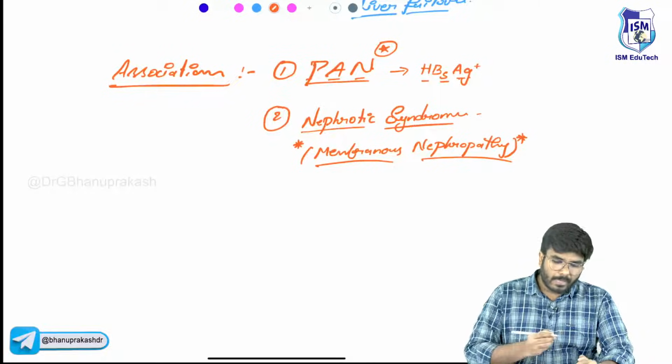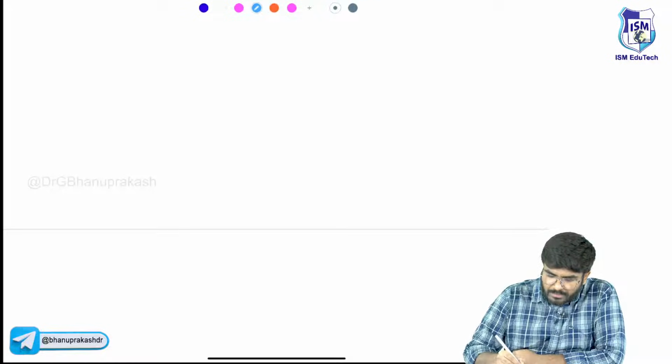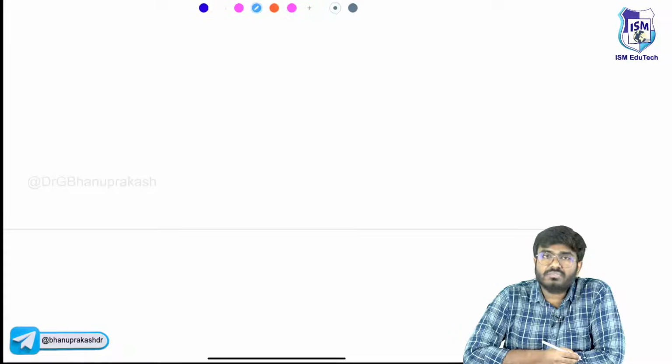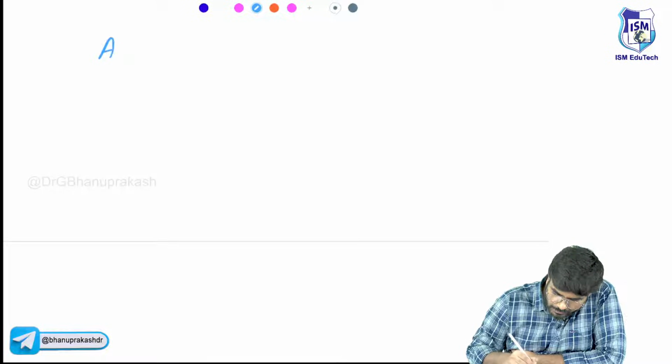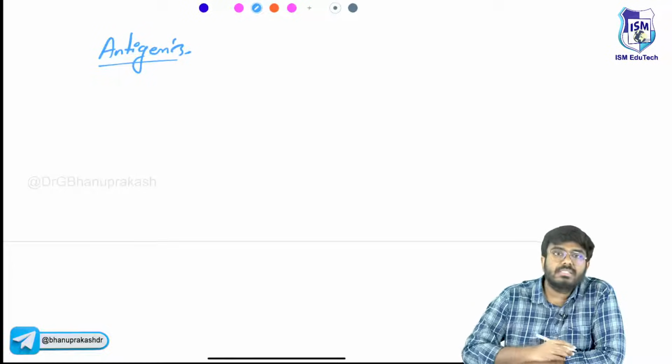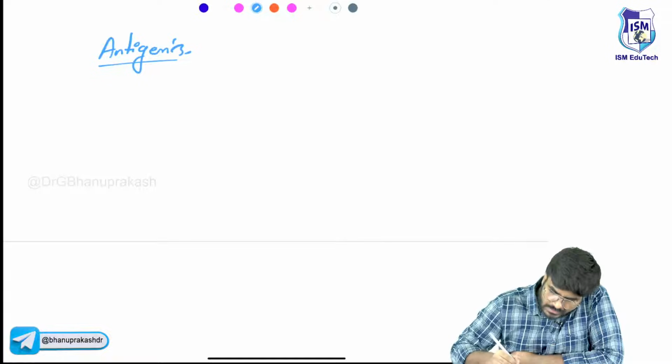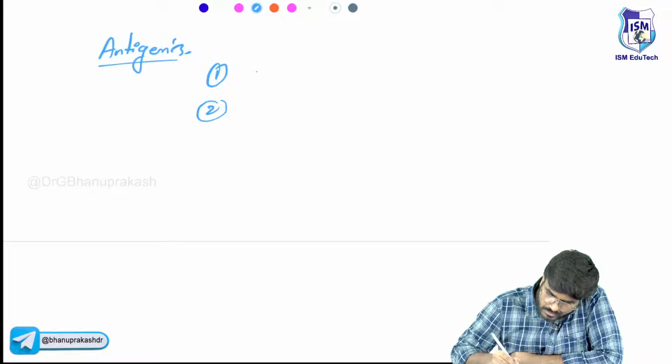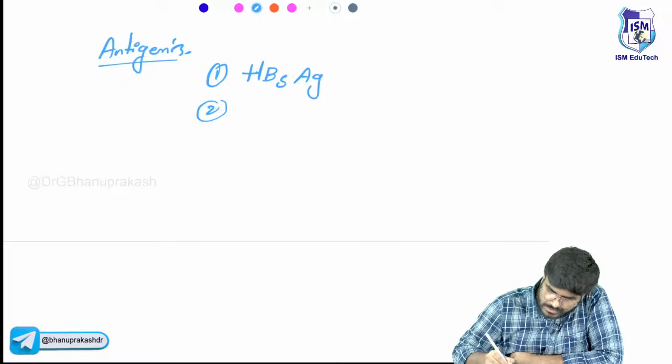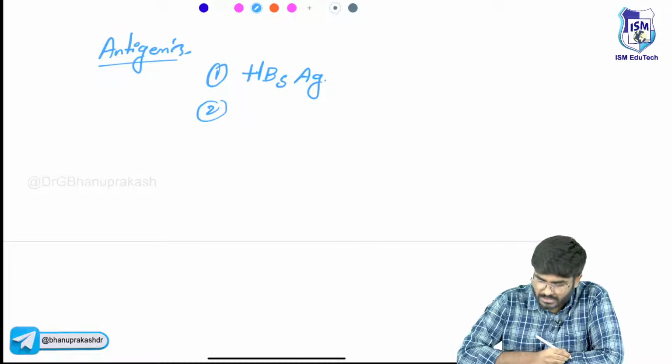Now, let's talk about some labs and serology, which is highly important for the exams. What are the antigens that are present in this virus? The two antigens I want you to know are hepatitis B surface antigen, and second, hepatitis B E antigen.